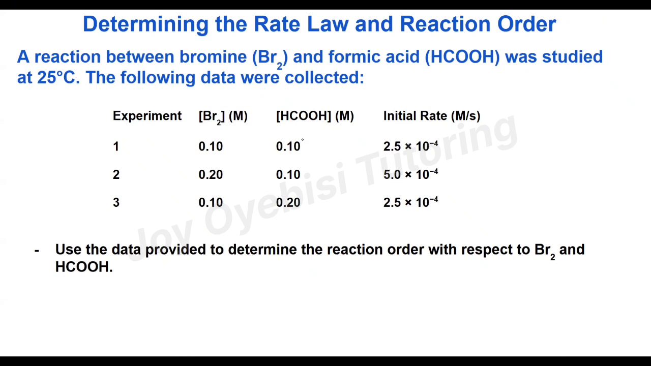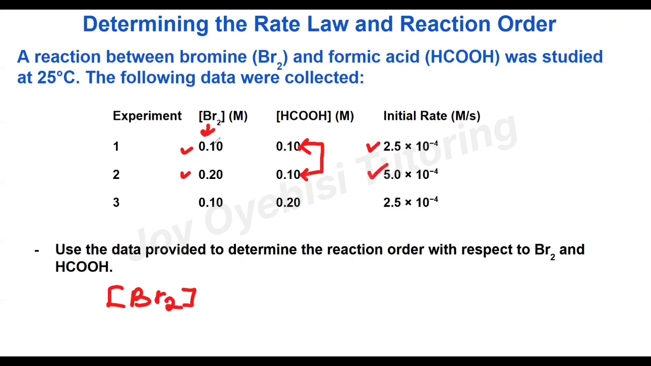formic acid. To start, we're going to look for the reaction order with respect to BrO2. To do that, you keep formic acid constant. So we're going to choose the experiments where the formic acid remained constant. Experiment 1 and 2, this is constant. Now I'm going to compare experiment 1 and 2 of bromine and the initial rates.